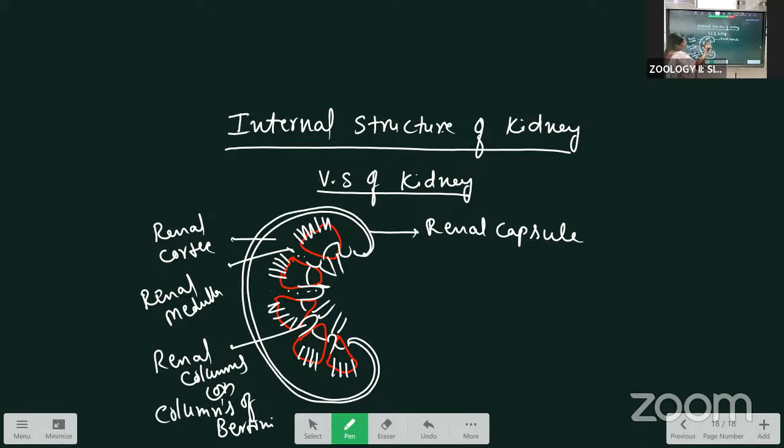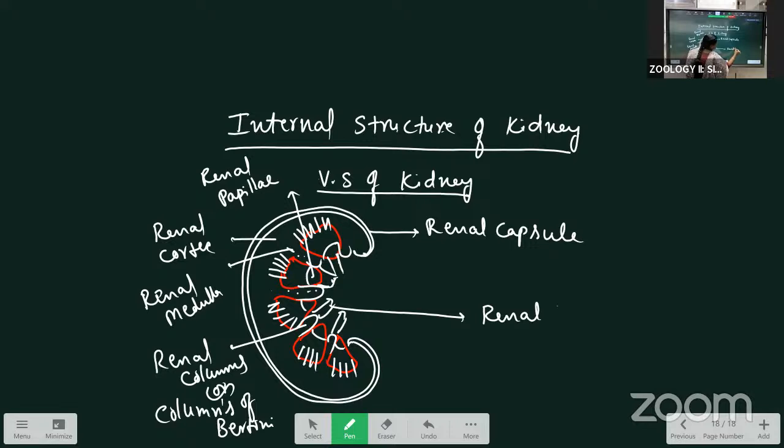Next, the conical, sharp structure that we call the renal papillae. The renal papillae open into structures that we call the renal calyx.